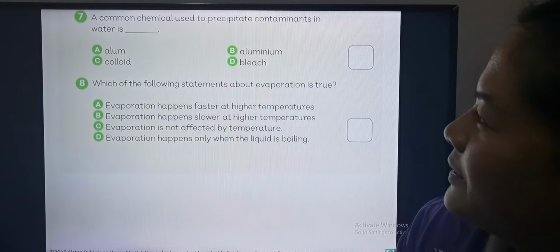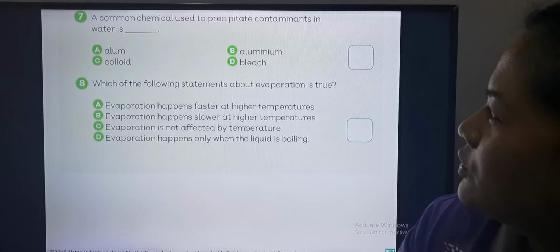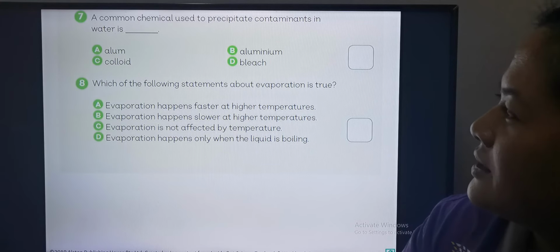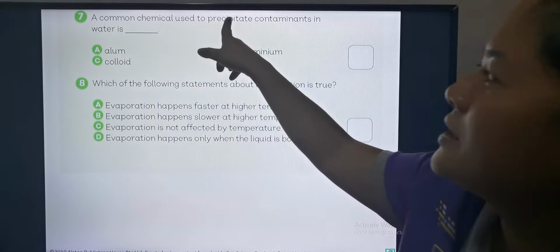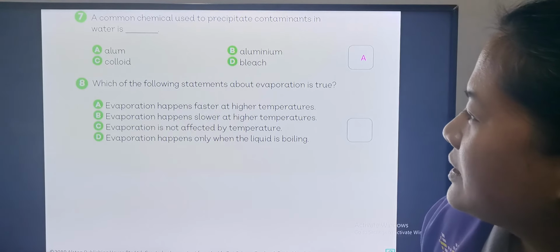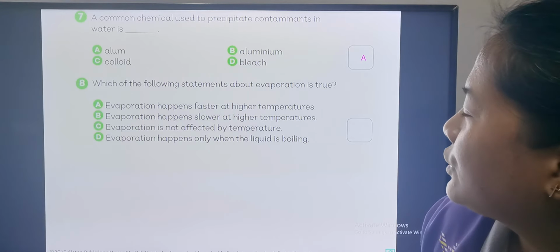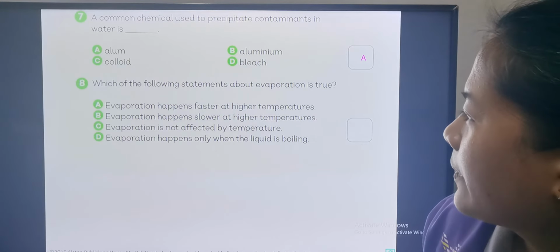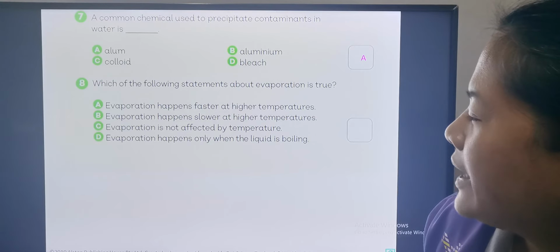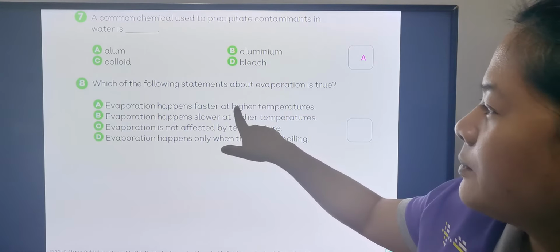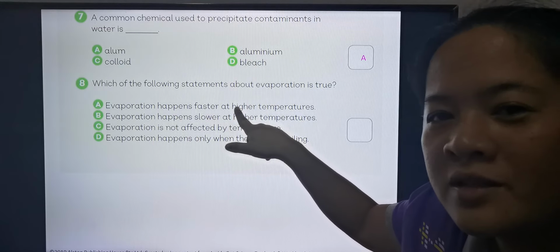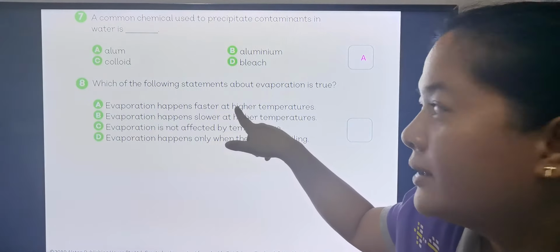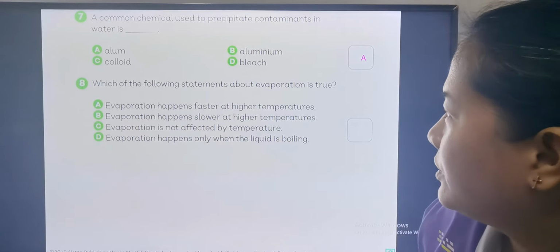Number 7, a common chemical used to precipitate contaminants in water is alum. Okay, precipitation is alum. You use alum. And number 8, which of the following statements about evaporation is true? Letter A, evaporation happens faster at higher temperature. Okay, so if you add heat to the process of evaporation, it will become faster. So letter A is true.